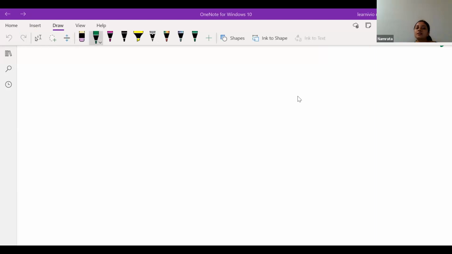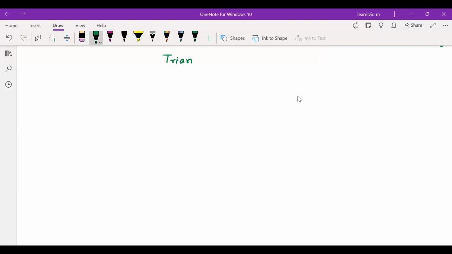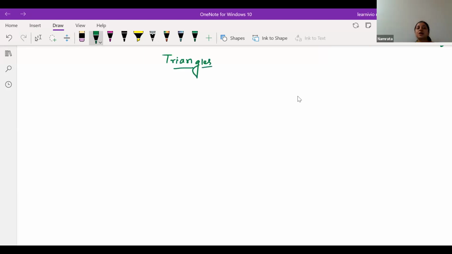So we have started triangles, Yatika. And in triangles, I was talking about the concept of congruency. So I was telling that congruency means nothing but exactly the same, the same shape and size.